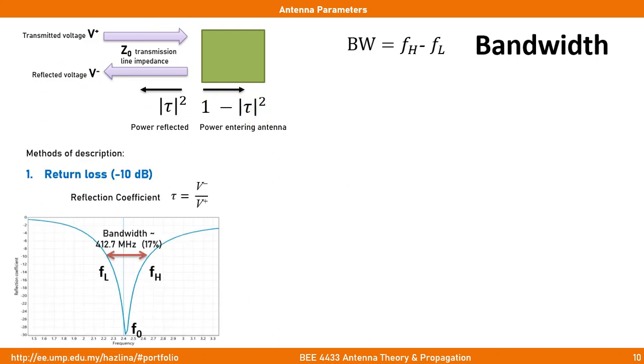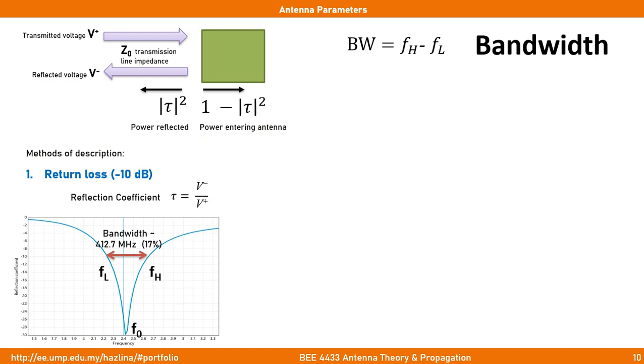The first representation is the return loss. Return loss is also known as the reflection coefficient. It is the ratio of the reflected voltage to the transmitted voltage. The cutoff acceptance value is negative 10 dB. Let's have a look at this example.